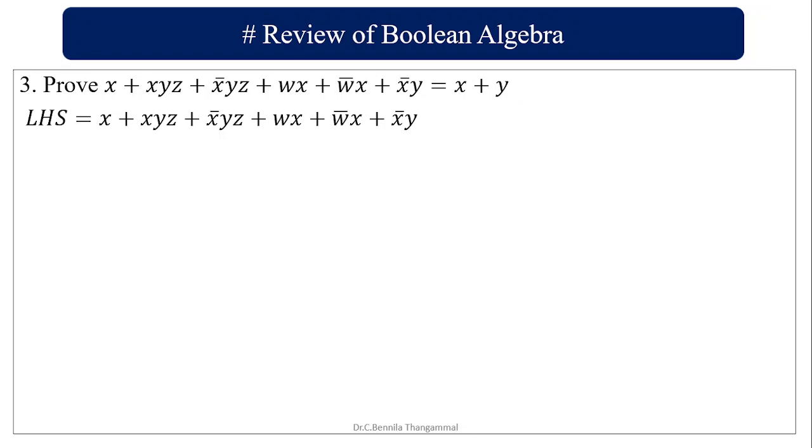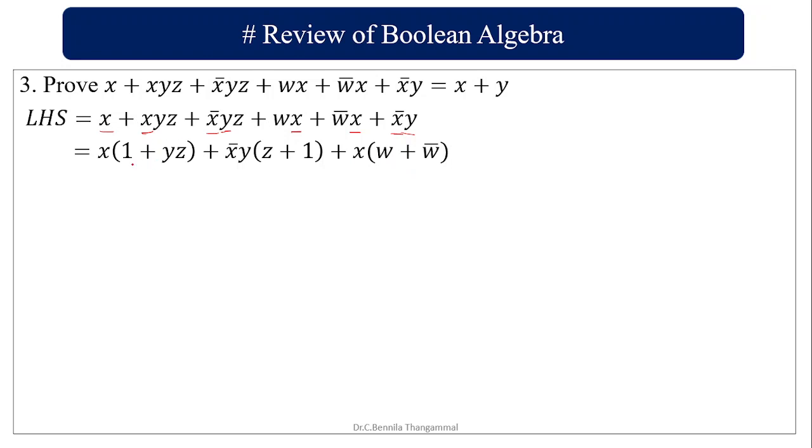In this one you just see the first 2 terms, x is common, so I can take x commonly out. And in this term x bar is common, so I can take this x bar out. In this one x is common, so I can take x out. So I can have this as x into 1 plus y bar y z. Here, sorry, x bar y itself is common. So now z plus 1, plus here if I take x y common, w plus w bar.